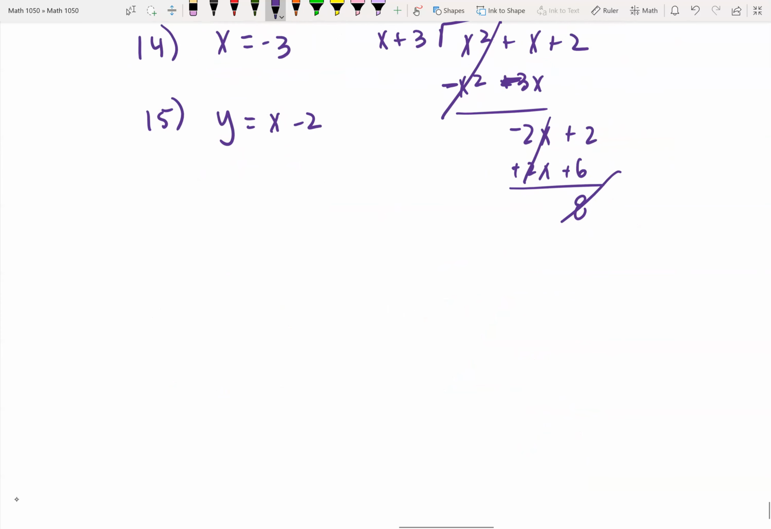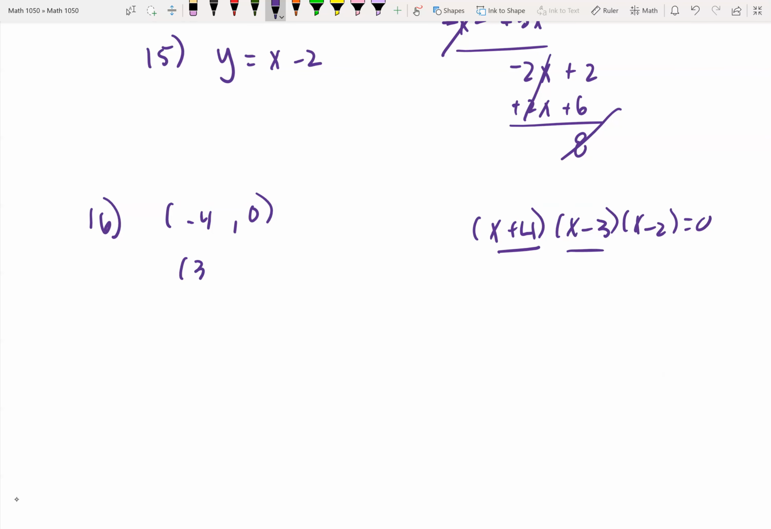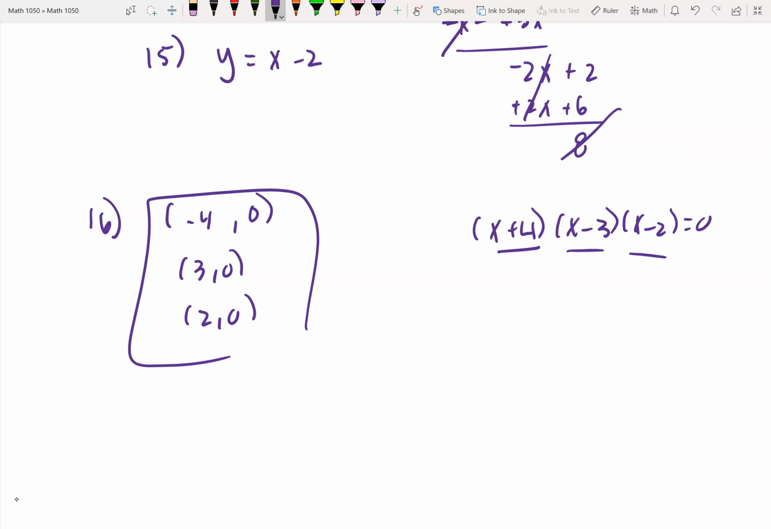Okay? Question 16. Consider this. Find the x-intercepts. So you're going to let y be 0, which basically means take that thing that they gave you and set it equal to 0. So that gives you a negative 4, 0. That gives you a 3, 0. And that gives you a 2, 0. And that's it.